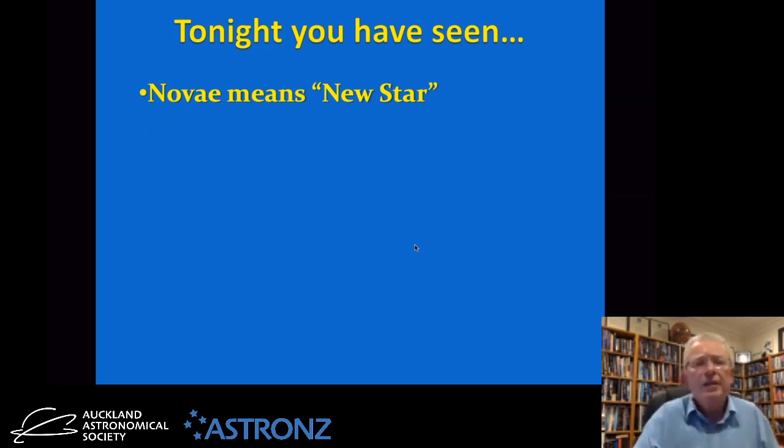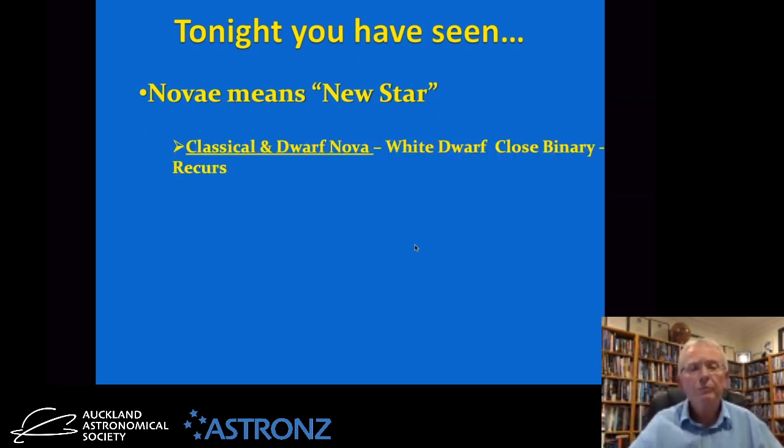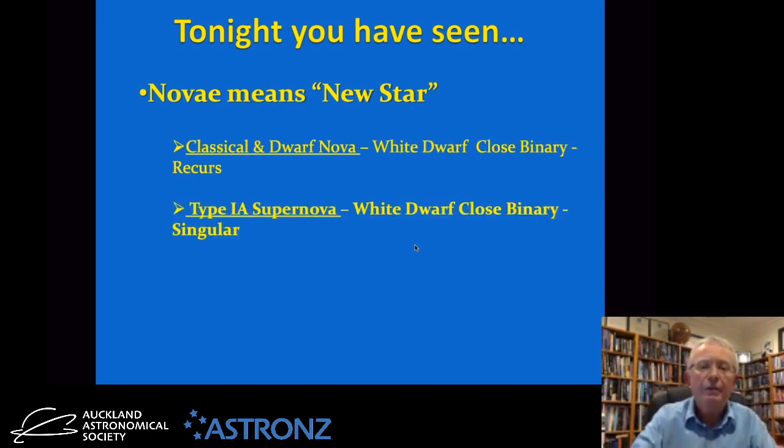So tonight you've seen how novae just means new star. It's a historical term which you frequently get in astronomy. Classical and dwarf novae, the two types of novae, are formed by a white dwarf in a close binary system with another star, typically a red giant or red supergiant. You get the accretion disk, you get an explosion, and that tends to reoccur. Both classical and dwarf novae reoccur. The white dwarf remains intact.